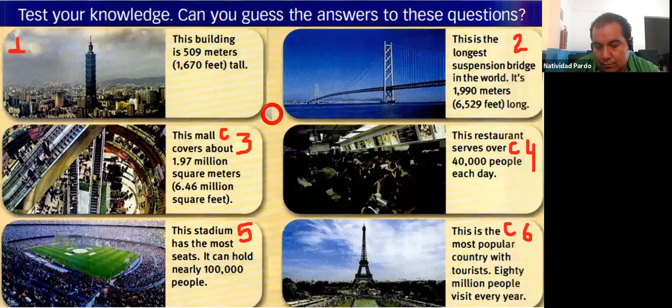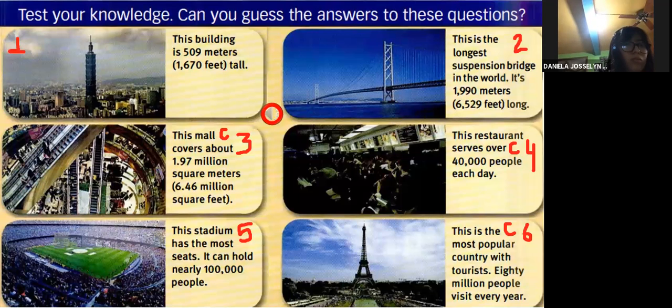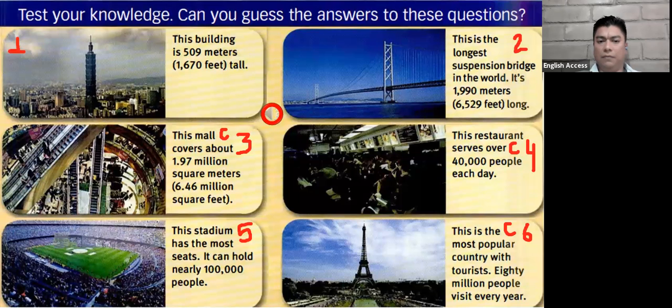Four. Where is the busiest fast food restaurant in the world? A. Seoul. B. Moscow. C. Hong Kong. Five. Which city has the biggest soccer stadium in Europe? A. London. B. Dublin. C. Barcelona. Six. Which country has the most tourism? A. The United States. B. Spain. C. France.